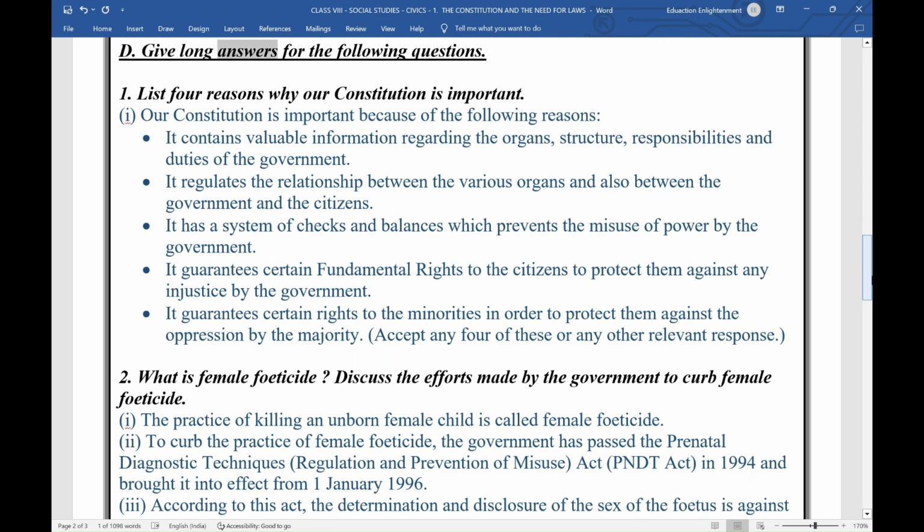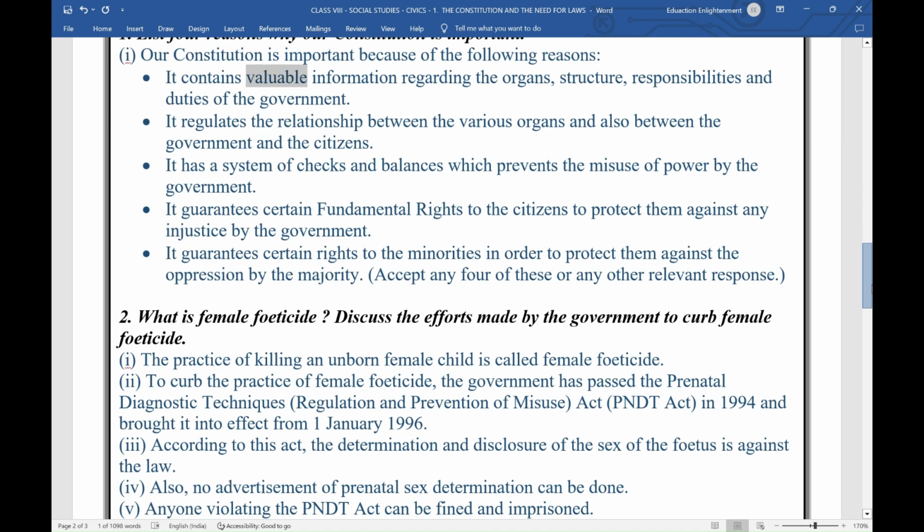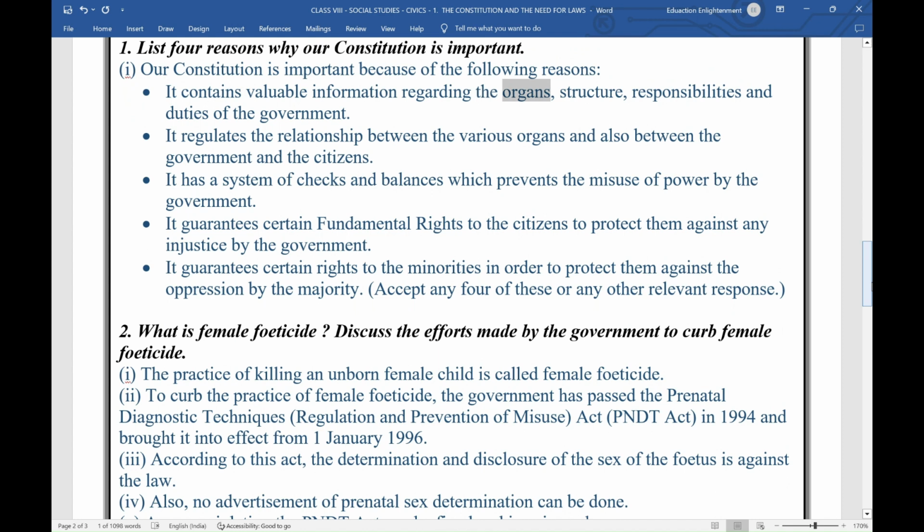D. Give long answers for the following questions. 1. List 4 reasons why our Constitution is important. I. Our Constitution is important because of the following reasons. It contains valuable information regarding the organs, structure, responsibilities and duties of the government. It regulates the relationship between the various organs and also between the government and the citizens.